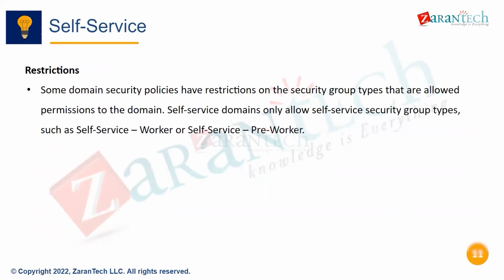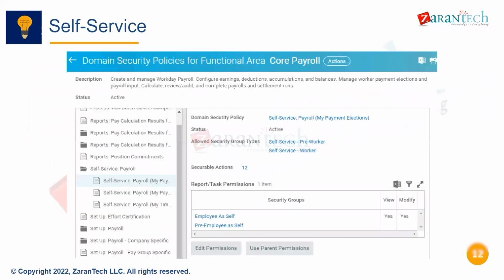And restriction also talks about the same. So, domain security policy for a functional area. You can code payroll as a domain, if you wanted to. So this is a sort of functional area, and you wanted to view what this domain security policy is all about. Let's say for the self-service payroll. Under the self-service payroll, you have self-service payroll for MyPay and different related tasks.